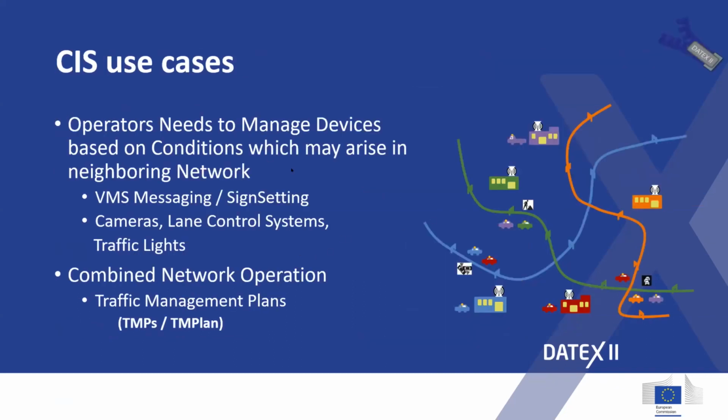So the operator needs to manage devices. For instance, simple devices can be used as well, not only for the traffic management plan, but in the simplest case I set a VMS with a specific message. This can be done as a non-predefined traffic management plan. I need to set up a VMS message for special, not forecast usage. So I can switch a camera, I can manage a lane control system, a traffic light. These are possibilities that can be achieved by the CIS use cases.